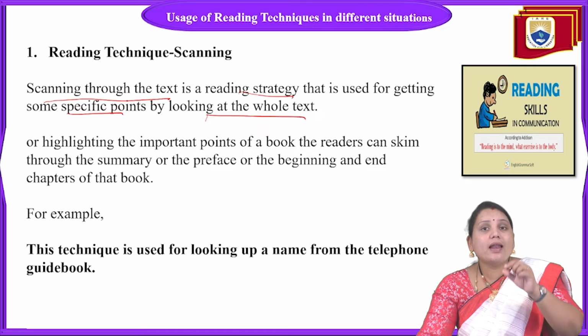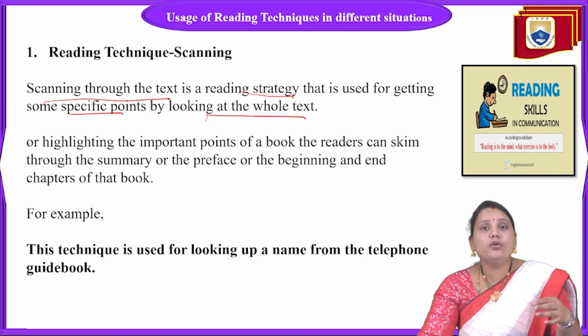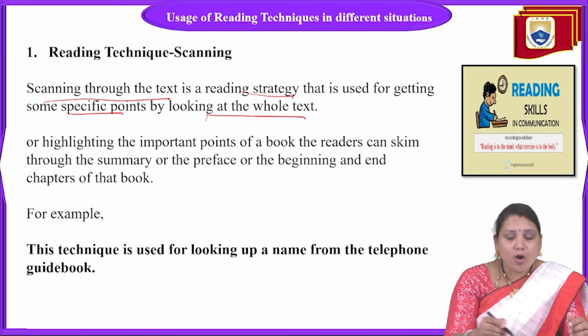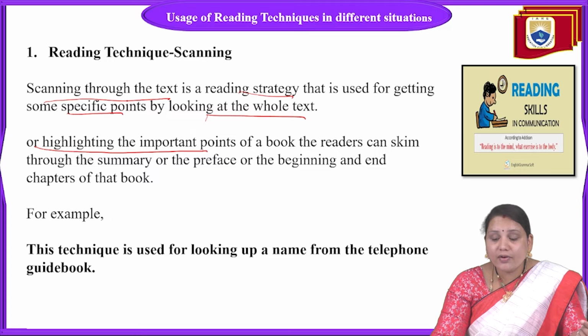So, you are going to take up that specific entity with the scanning process. That is, you can scan for the specific element or point and try to understand the information you get from it. Now, for highlighting the important points of a book, readers can skim through the summary or the preface, and the beginning and end chapters of the book.